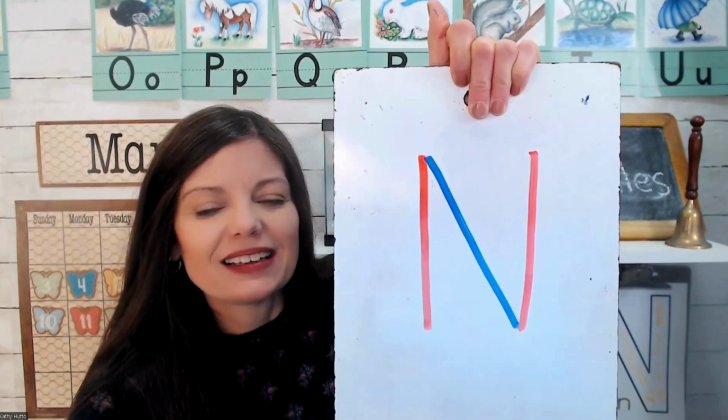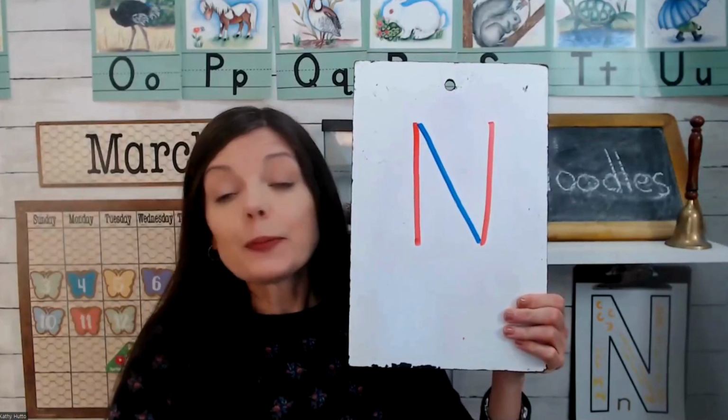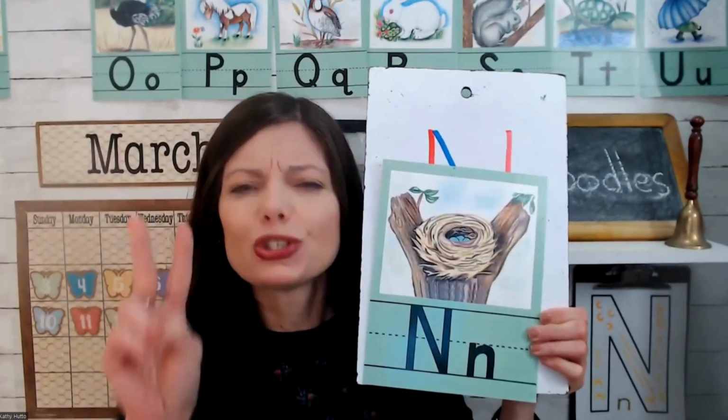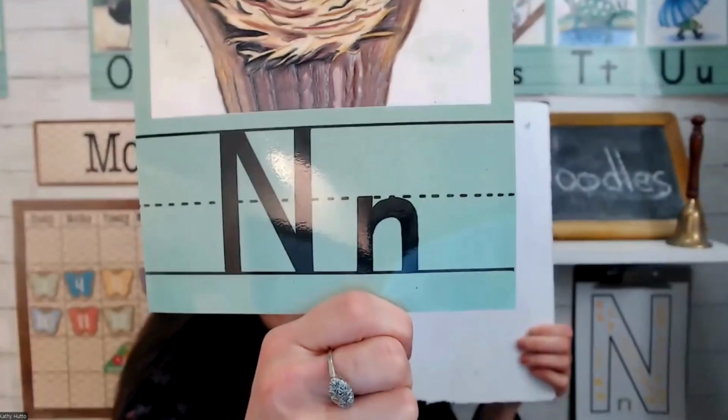Let's practice. Make a straight line down, and then slide down, and then make a line that goes straight back up. Down, slide, and up. That's the uppercase letter N, and every letter has 2, an uppercase and a lowercase. The lowercase N looks like that.